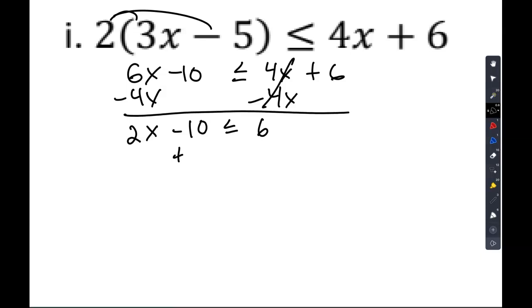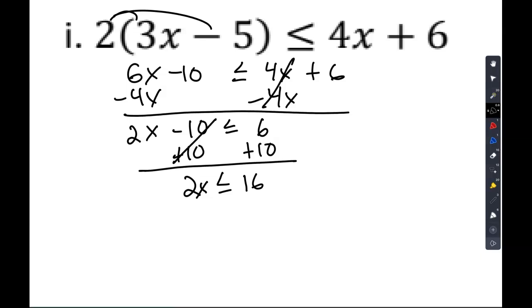Now I'm going to add 10 on both sides. Do the opposite of minus. Add 10 on both sides. This will cancel out. Give me 2x less than or equal to 16. Then just divide by 2. It's a positive, so don't change the inequality. x is less than or equal to 8.